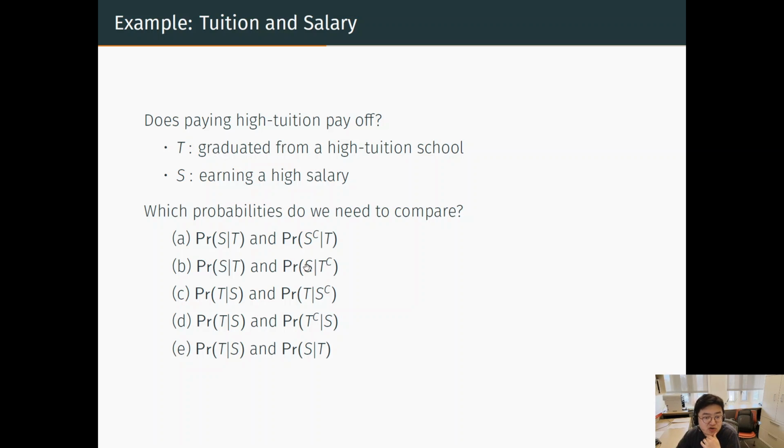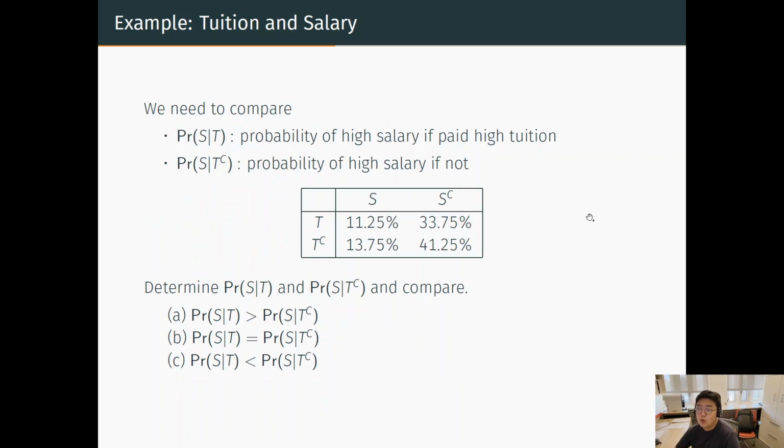T complement, low tuition, versus high tuition, but we are looking at the same event, the salary, right? So basically, B is the right comparison. You have to fix the main event, but you flip the conditioning event. That's what you have to do to answer this question. If you get it, then from here it's mechanical.